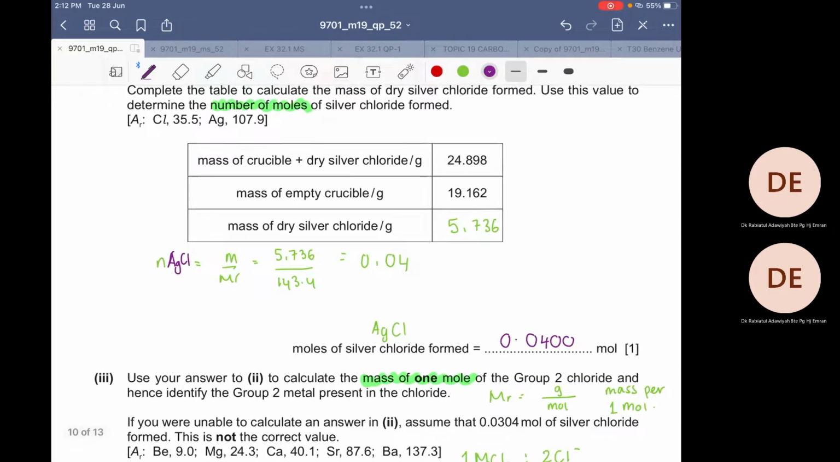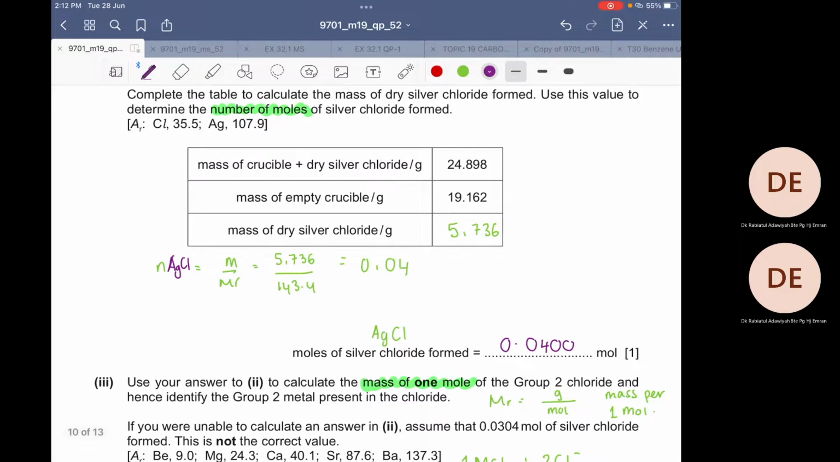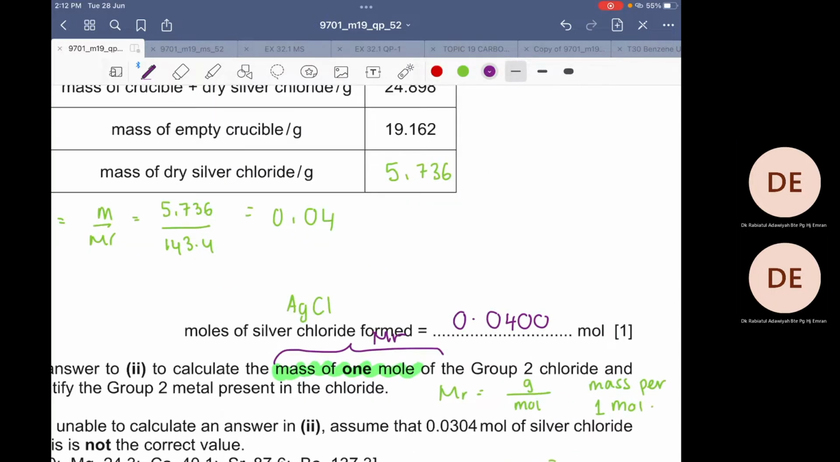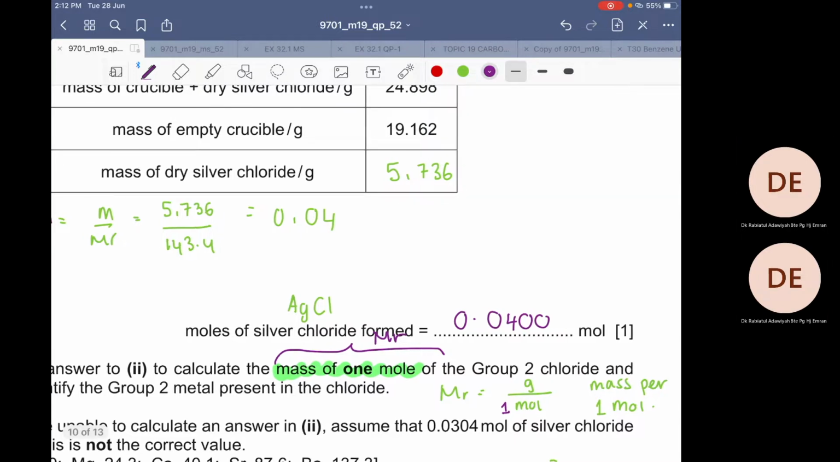Use your answer to calculate the mass of 1 mole of the group 2 chloride. So the mass of 1 mole is actually the Mr. Remember that Mr has a formula of grams per mole? So if we make this 1 mole, then Mr is just the mass per 1 mole of solid. Okay? So the mass of 1 mole means the Mr. The question wants you to find the Mr.